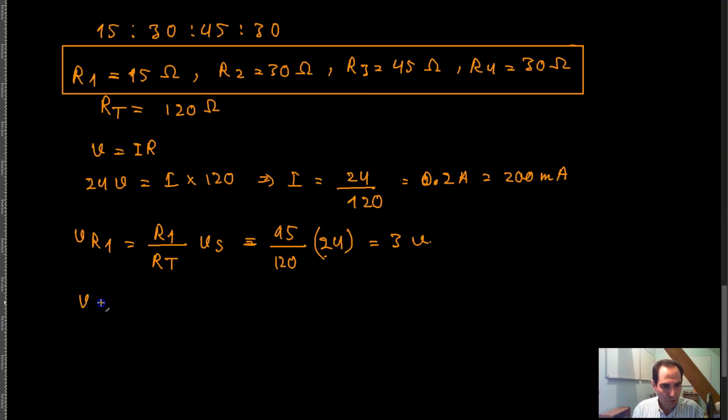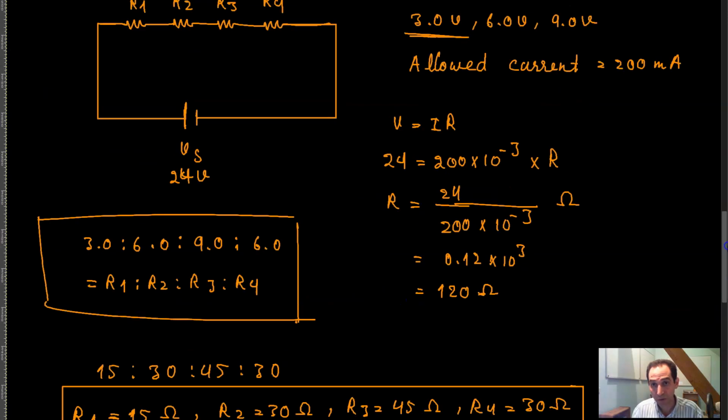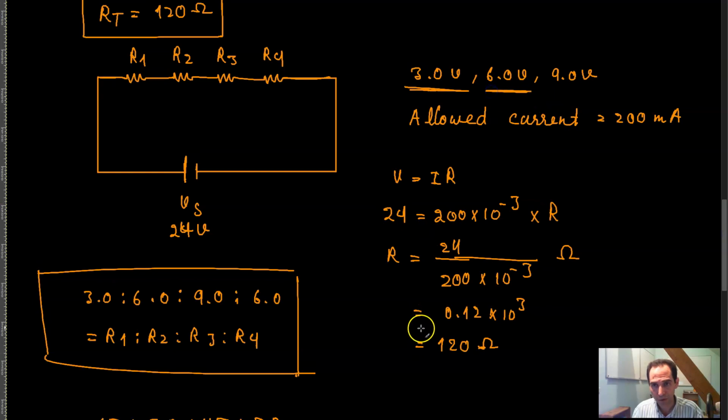And V of R2 would be equal to R2 divided by R_T times V_S, which is equal to 30 divided by 120 times 24. That's 30 over 120, which is 1/4. 24 divided by 4 is equal to 6. That is exactly 6 volts, which is what we wanted to get here.